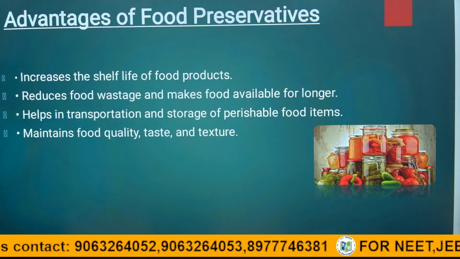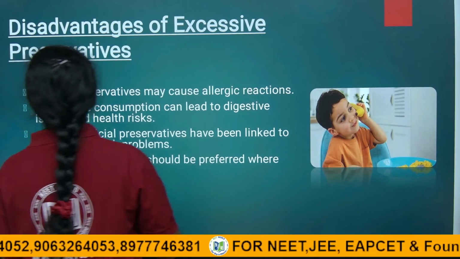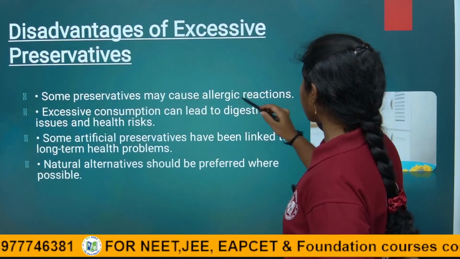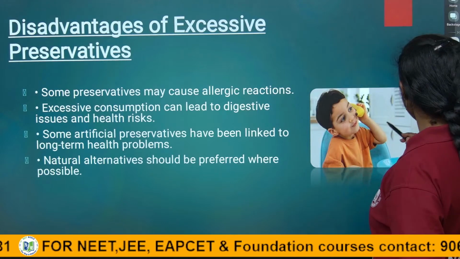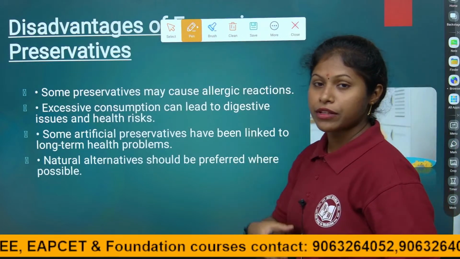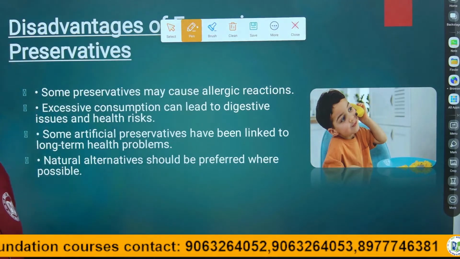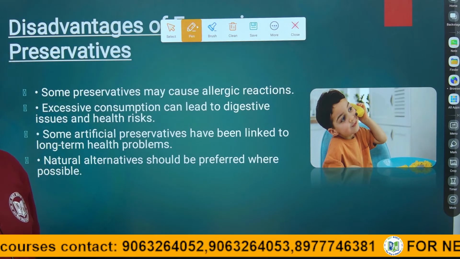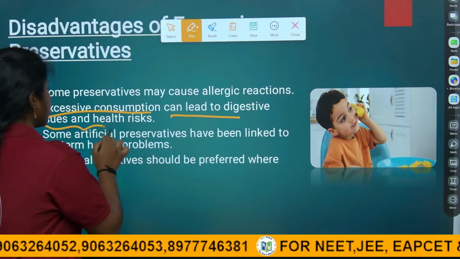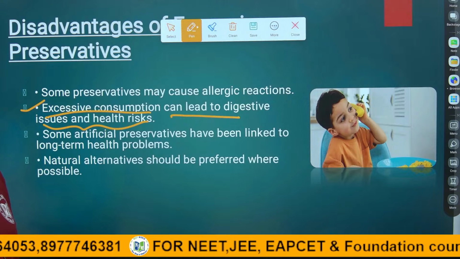Although there are advantages, the other side of the coin is also there, no? So the disadvantages: here are the disadvantages of excessive use of preservatives. If you use preservatives excessively in food, what will happen? They cause allergic reactions in human beings. Mainly children ask their mothers to buy things from the market that contain a lot of sugar and such. Thereby children are more affected by allergic reactions, and excessive consumption can lead to digestive problems. So we should not allow children to eat too many canned or preservative foods.